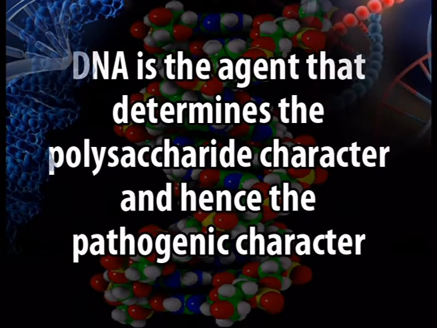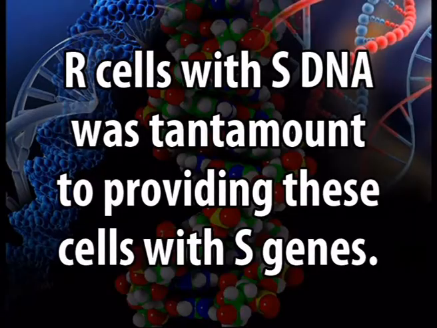They in fact deduced that DNA is the agent that determines the polysaccharide character and hence the pathogenic activity or character of the organism. It seemed that providing R cells with S DNA was tantamount to providing these cells with the S genes. So the message that we get from this experiment was that DNA is in fact the transforming principle, and it was the first demonstration that genes are composed of DNA in a way.